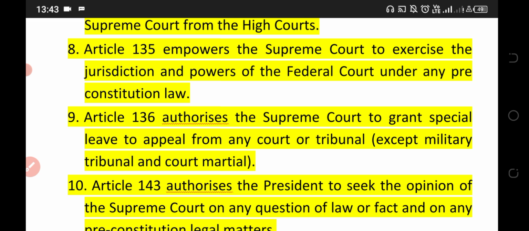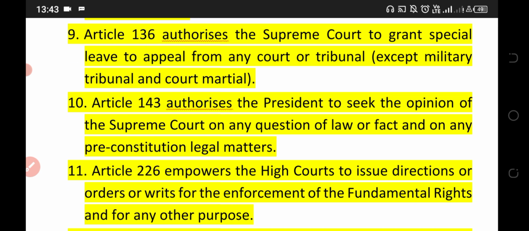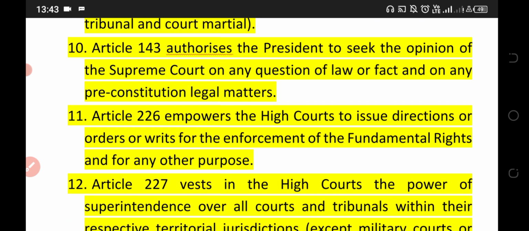Article 135 empowers the Supreme Court to exercise the jurisdiction and the powers of the Federal Court under any pre-constitutional law. Article 136 authorizes the Supreme Court to grant special leave to appeal from any court or tribunal except a military tribunal or court martial. Article 143 authorizes the President to seek the opinion of the Supreme Court on any question of law or fact or any pre-constitutional legal matters.